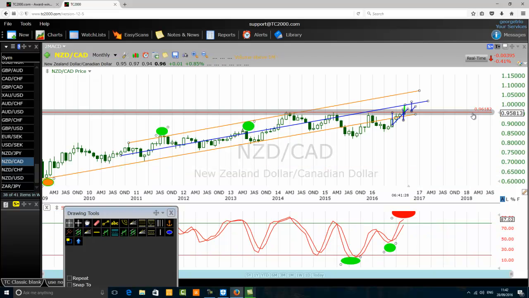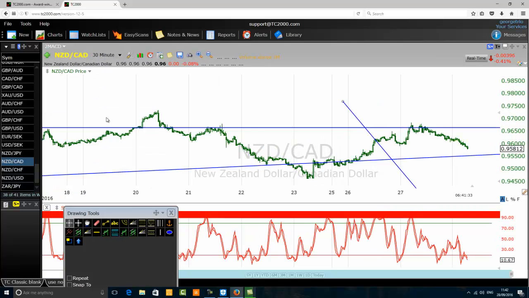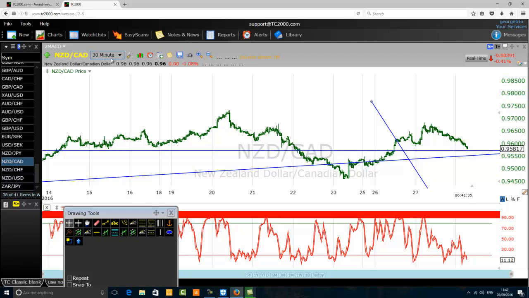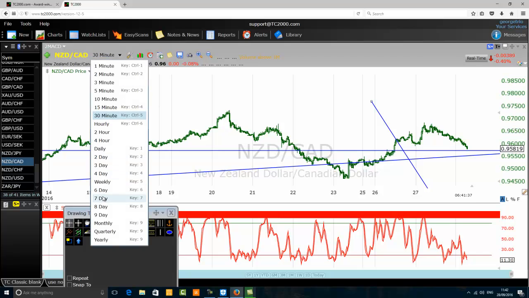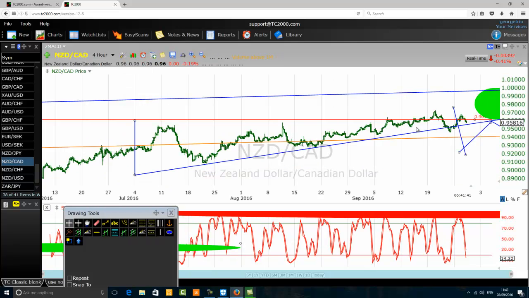I can't see my lines that are drawn. I can't see my red line on the 10-minute time frame. Let's go to the 30-minute time frame. If I can see that red line, that would be great. Yeah, it's not showing there. This is it, you see. This is my red line, 0.9618, that I've drawn on the monthly chart, you see here.